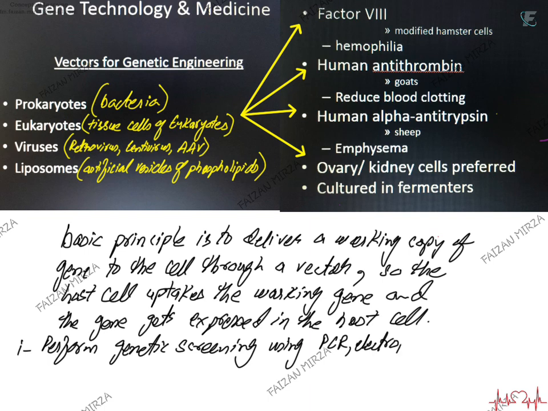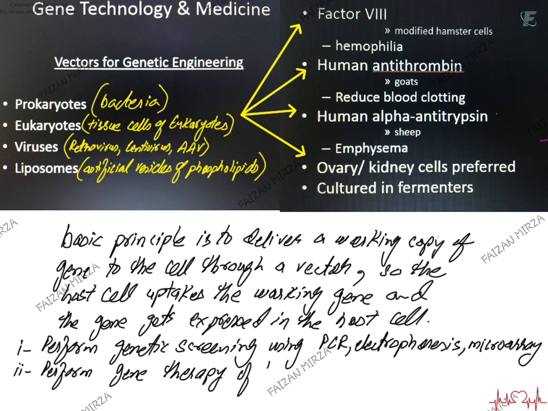How is it applied? First of all, genetic screening is performed: collection of a sample, amplifying it and analyzing it using PCR, electrophoresis, microarray, and then going for gene therapy. Gene therapy means that the affected cell is given the actual gene using a vector, so the gene becomes a part of that affected tissue and the genetic disease gets cured. So let's start our discussion of genetic screening.